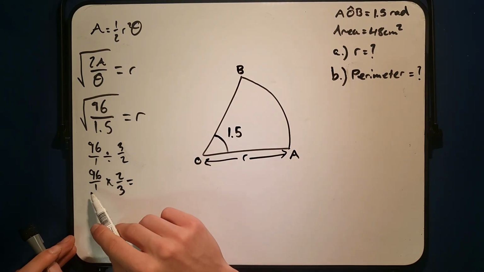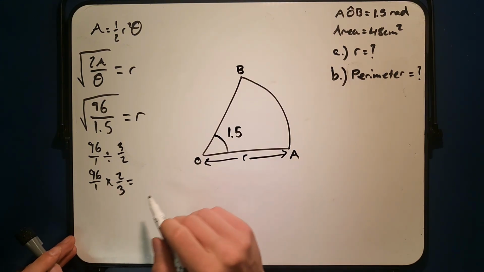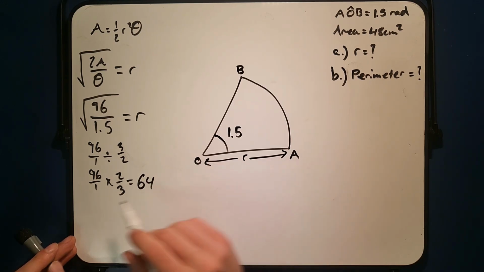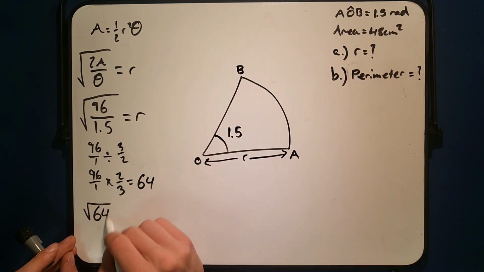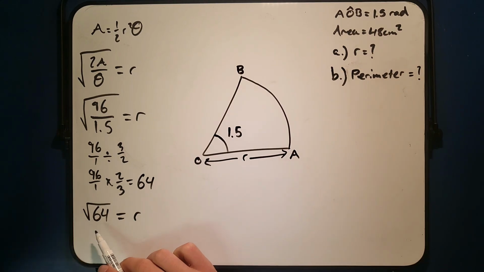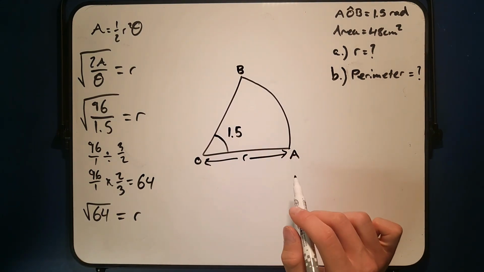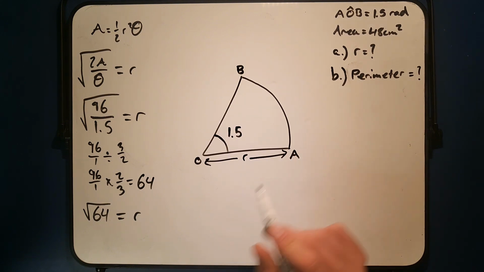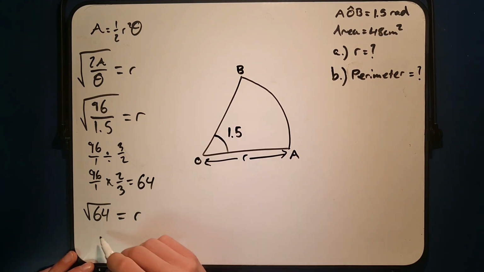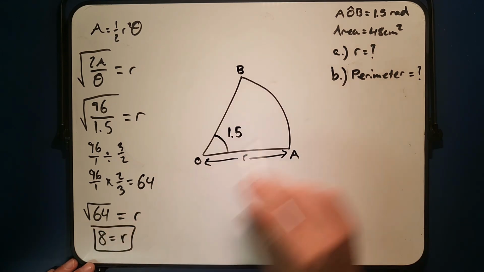So this would give me 32, and 32 times 2 would be 64. And then our simplified equation will give us square root 64 is equal to r. Now we know that r has to be a positive number and can't be a negative number. So we know that square root 64 is 8, so our radius is 8. And that is our answer to part A.